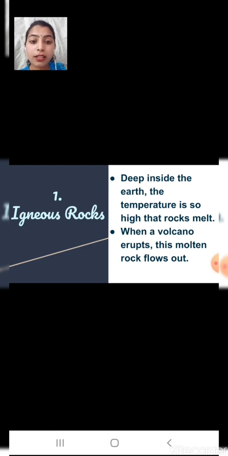And when a volcano erupts, this molten rock flows out. What is molten? Molten means the material melts, becomes liquid, and comes out.